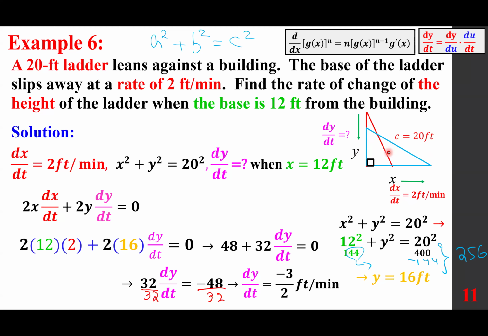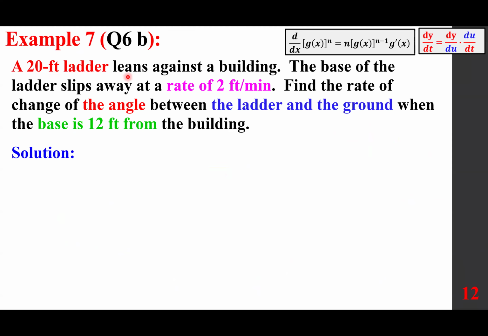Okay, so let's look at the same situation. A 20-foot ladder leans against a building. The base of the ladder slips away at a rate of 2 feet per minute. Find the rate of change of the angle between the ladder and the ground when the base is 12 feet from the building. In other words, same situation. Here's the building, or the wall. Here's the ladder. It's going to move this way, and as it moves, it creates a speed or rate of 2 feet per minute.